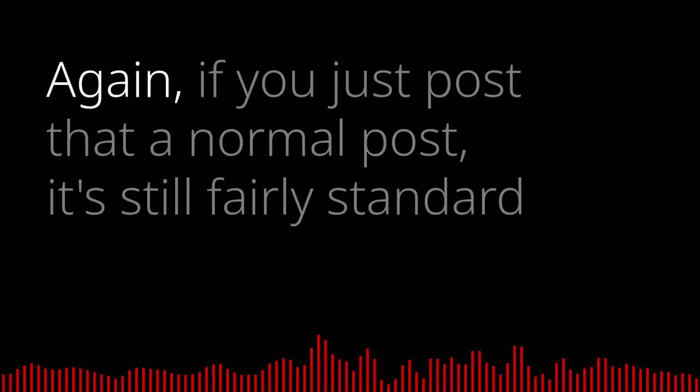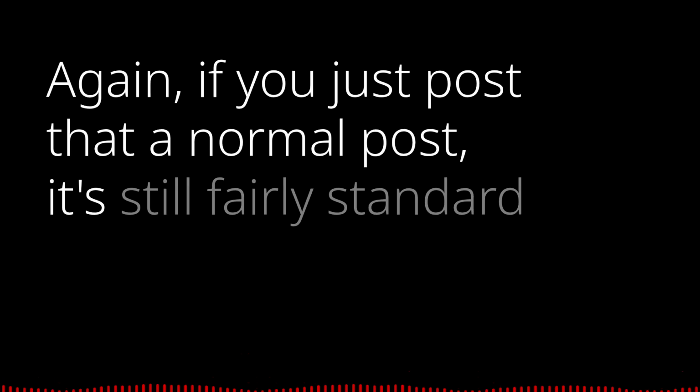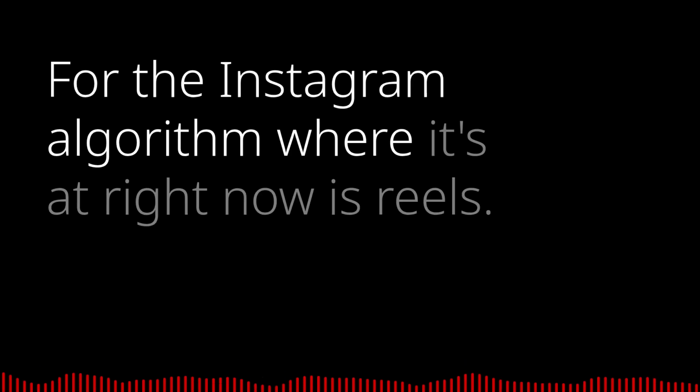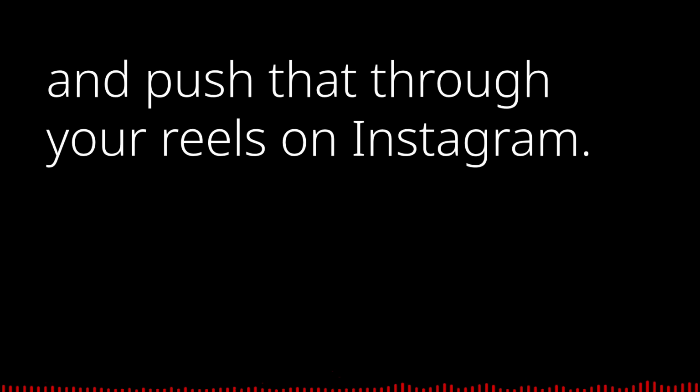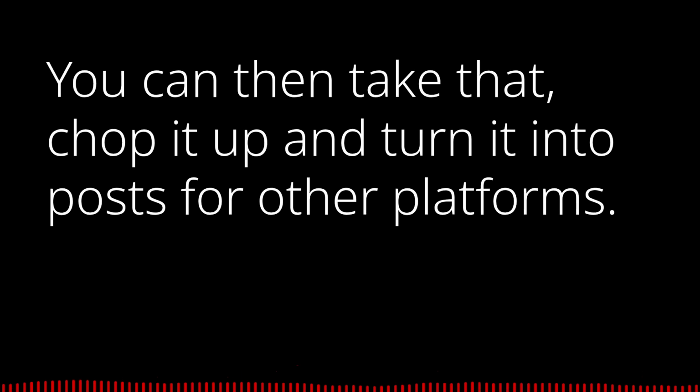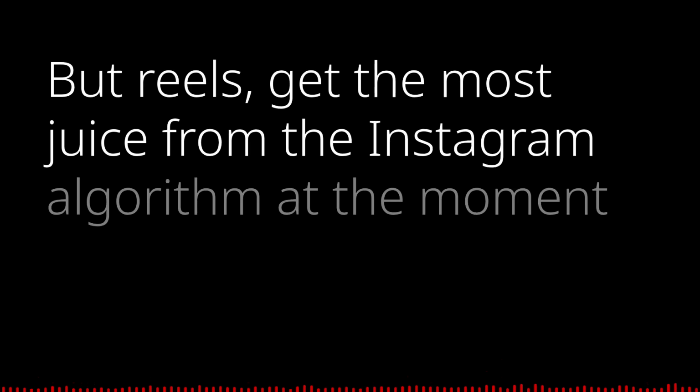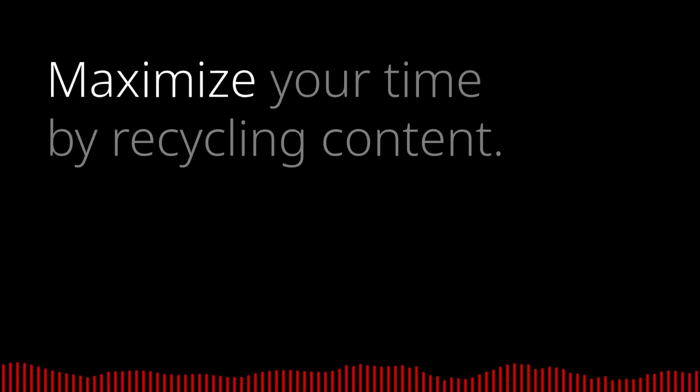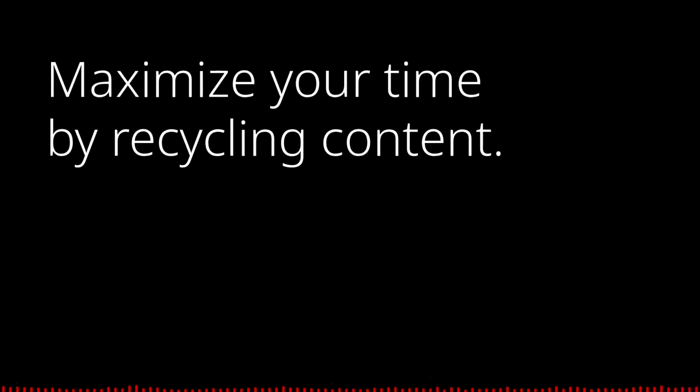A single image is a standard. You've then got video content. Again, if you just post that as a normal post, it's still fairly standard and it doesn't get the juices going. For the Instagram algorithm, where it's at right now is Reels. You can take the content you're creating on TikTok and push that through your Reels on Instagram. You can then take that, chop it up and turn it into posts for other platforms. But Reels get the most juice from the Instagram algorithm at the moment and build up your grid on there as well. Maximize your time by recycling content.